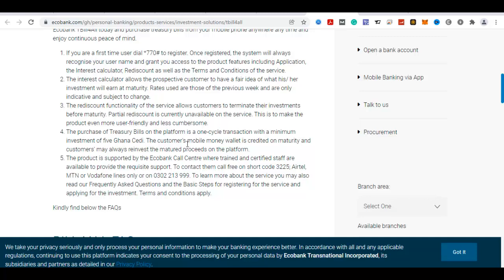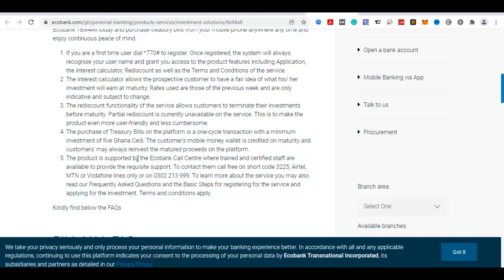The customer's mobile money wallet is credited on maturity, and customers may always reinvest the matured proceeds on the platform. So what happens is, if you choose to invest in the 91 days, after the 91 days, somebody will ask, how do I get my money back? Your principal and then the interest will be paid back into your mobile money wallet. And then you can decide to reinvest again, either the principal alone or with the interest. That's what we call rollover. And then it will continue increasing like that.